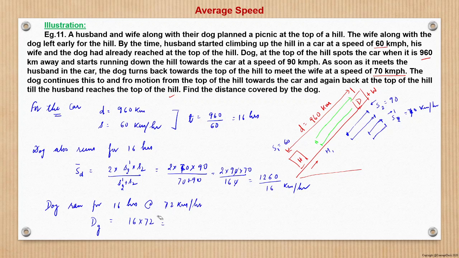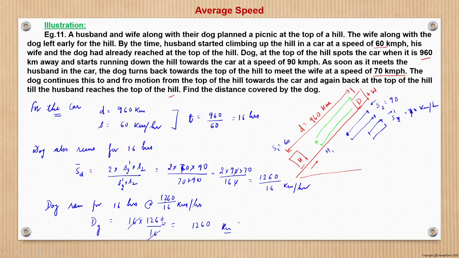So the average speed is 1260 upon 16, so here we will write the dog ran for 16 hours at a speed of 1260 upon 16. So this gets cancelled out. So the total distance is 1260 kilometer, right? This is the answer to this question.